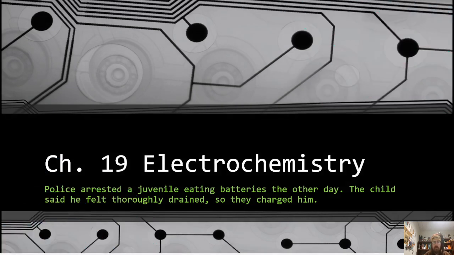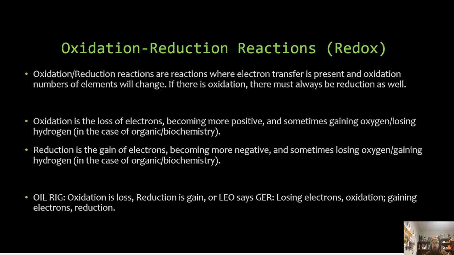So, electrochemistry. A quick reminder that redox chemistry requires both oxidation and reduction. Wherever there's electron transfer, redox is happening, and the oxidation numbers of our elements will change, so essentially the charge state. An electron is lost from one element, and it's gained by a different element.